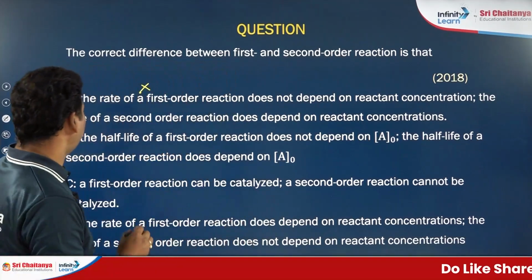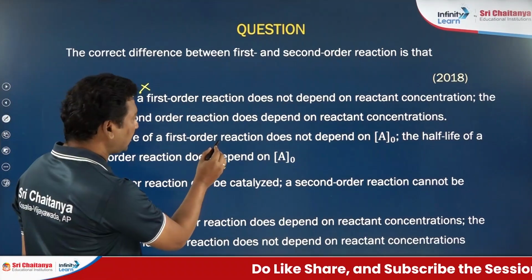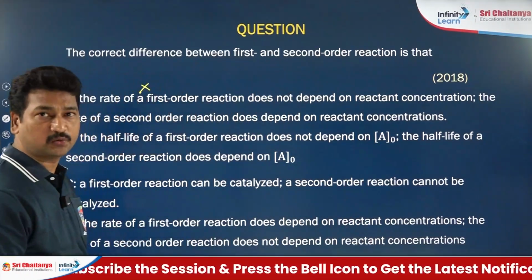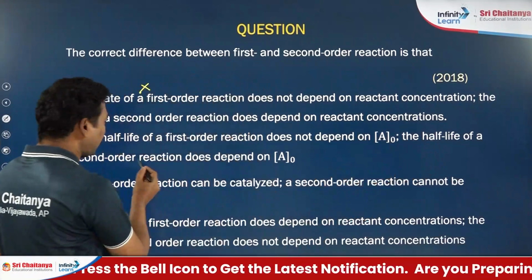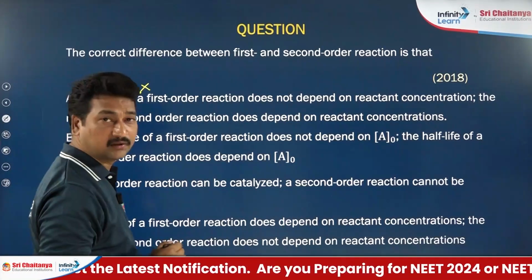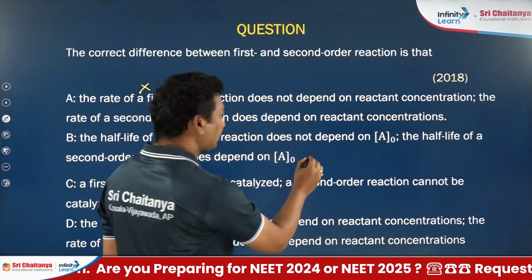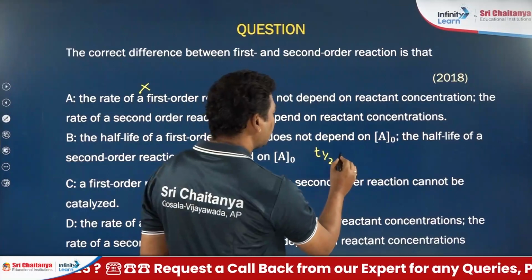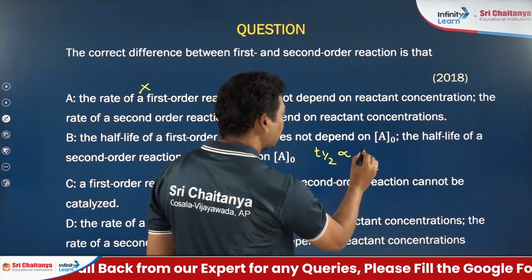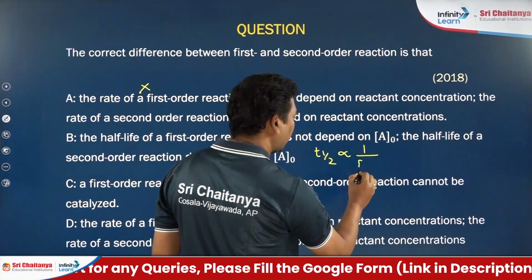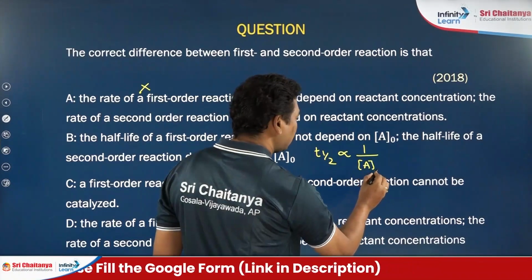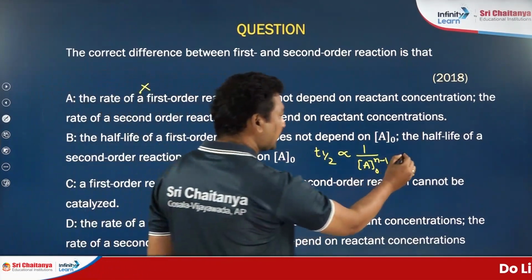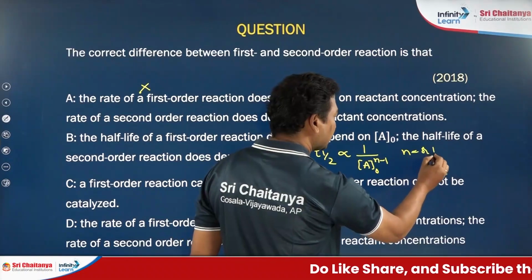Coming to the second statement, the half-life of the first order reaction doesn't depend on the initial concentration of the reactants, which is true. The half-life of a second order reaction does depend on A naught, which is also true. Why? Because we have the expression relating half-life and initial concentration: T half is inversely proportional to 1 by A naught to the power of n minus 1, where n denotes the order of the reaction.